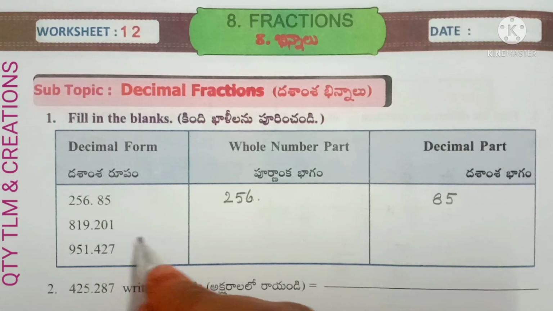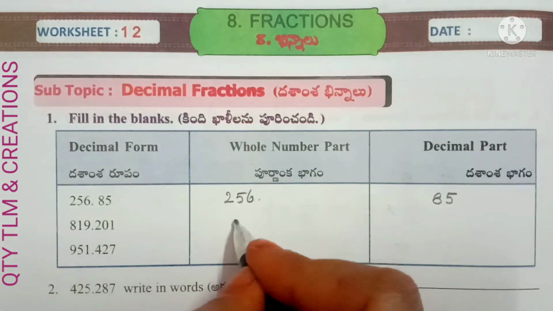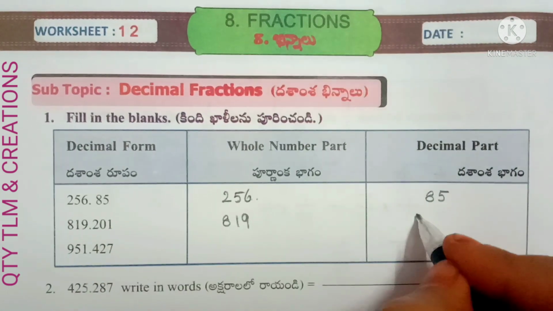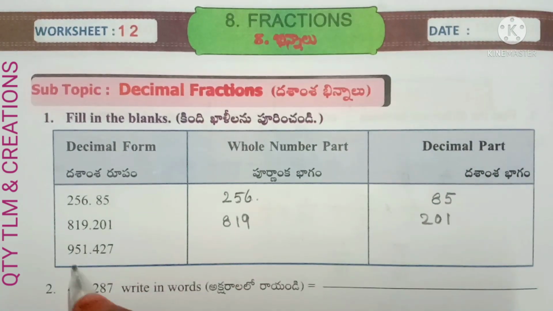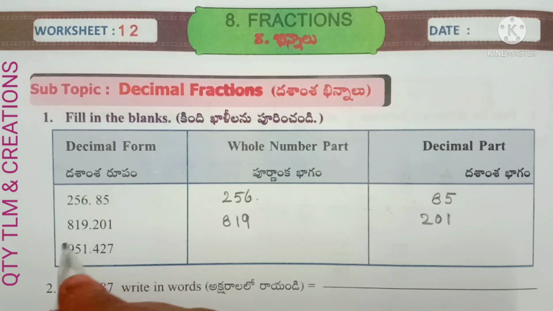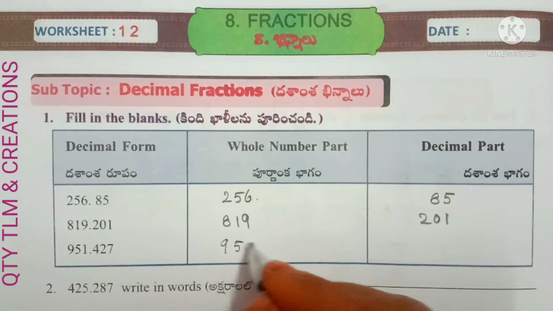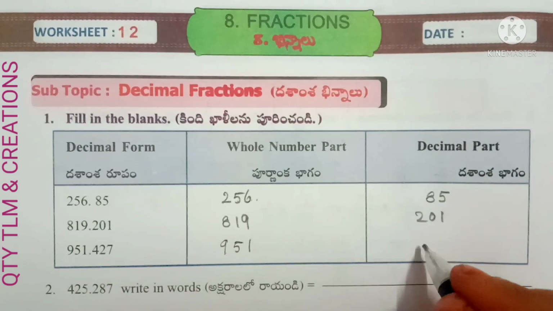819.201. So the whole number part is 819, and the decimal part is 201. Next, 951.427. In this decimal fraction, the whole number part is 951 and the decimal part is 427.